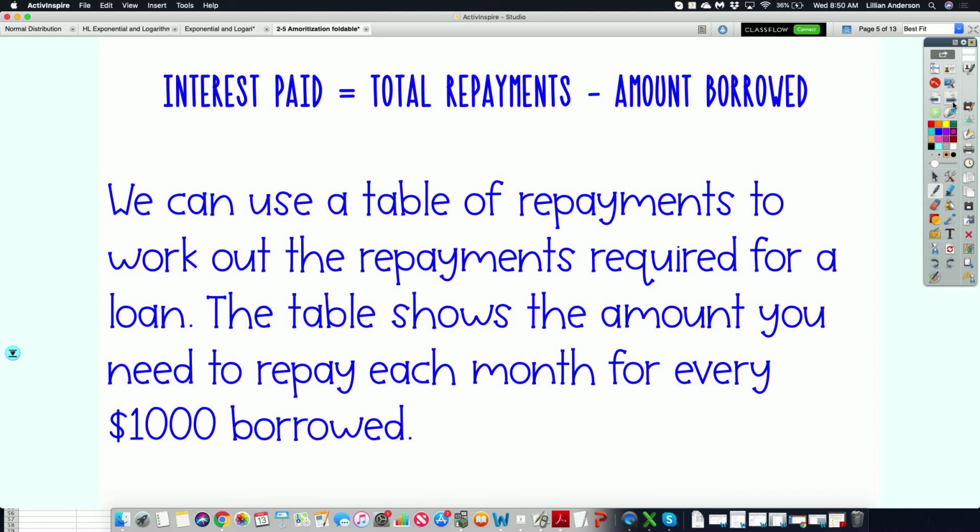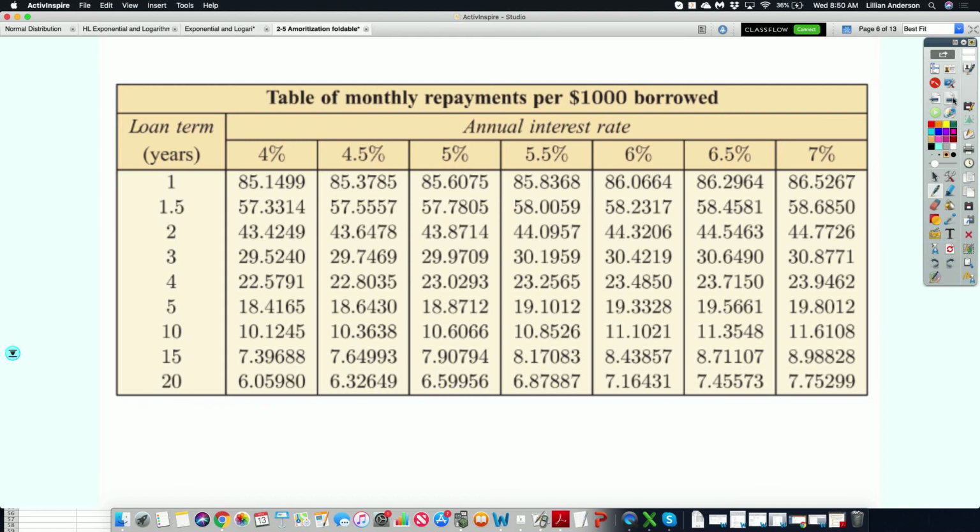We can use a table of repayments to work out the repayments required for a loan. So you can use a table versus using your calculator feature. The table shows you the amount that you need to repay each month for every $1,000 borrowed. What you see on your foldable, and what you also see up here on the board, is a shortened table, because this table can expand all the way up until 24% interest.